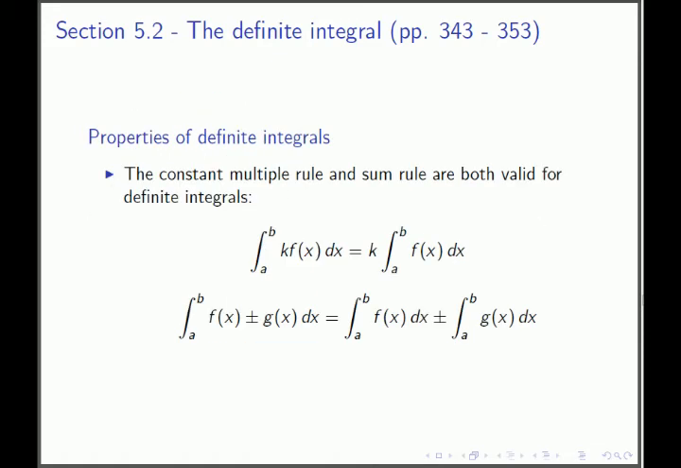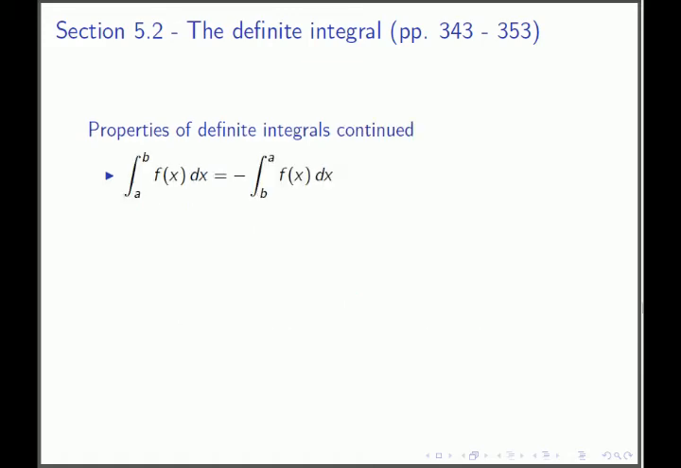Okay, we have properties of definite integrals which allow us to compute. The constant multiple and the sum rule are both valid, and they're used exactly the same way as with indefinite integrals. But we also have a few other properties. This first property is really more of a definition, if you want. What it's saying is if we switch the upper and lower limits of integration, then that changes the integral by a sign. We can switch the limits of integration at the cost of introducing a minus sign.